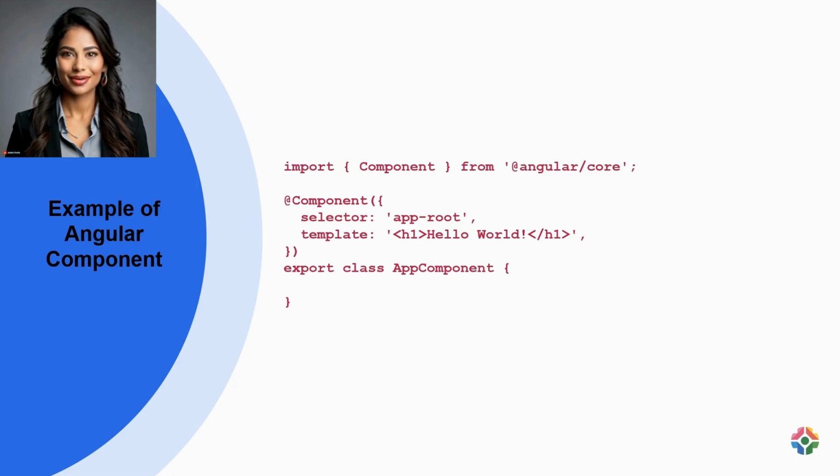This means that when this component is used in an Angular application, it will be displayed as app-root h1 hello world in the DOM. Understanding and creating components is crucial in Angular development to build dynamic and interactive web applications. By defining components this way, developers can encapsulate specific functionality and design elements, making the codebase more maintainable and reusable.